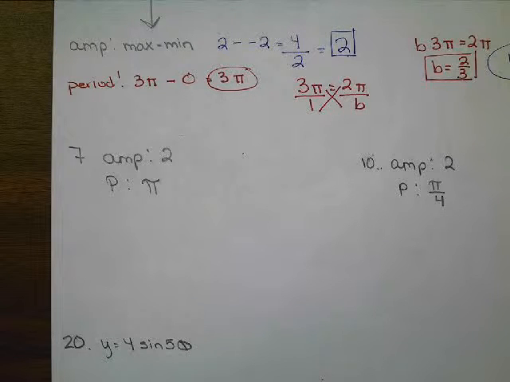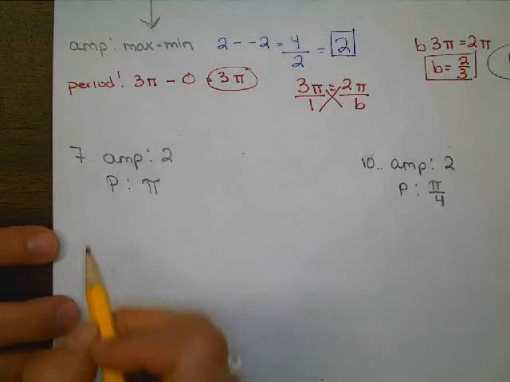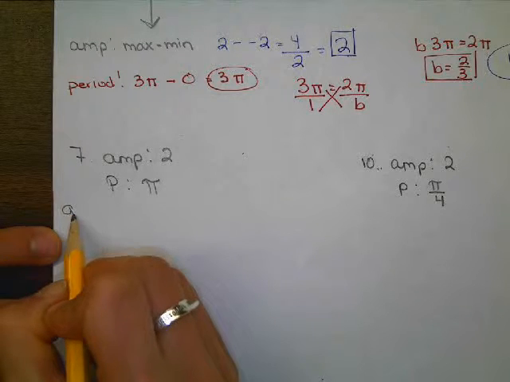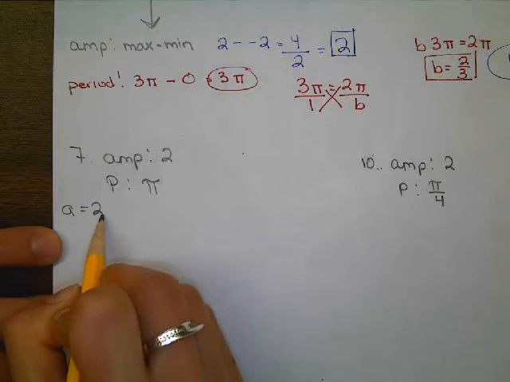So number 7 here, the amplitude is 2 and the period is 5. If the amplitude is 2, then that means a is 2.